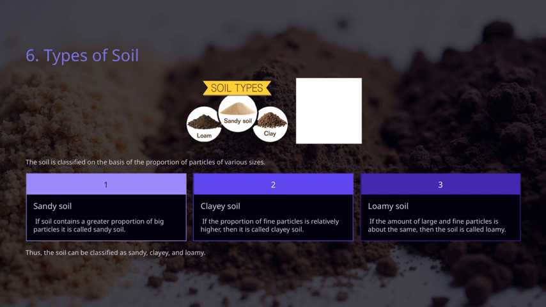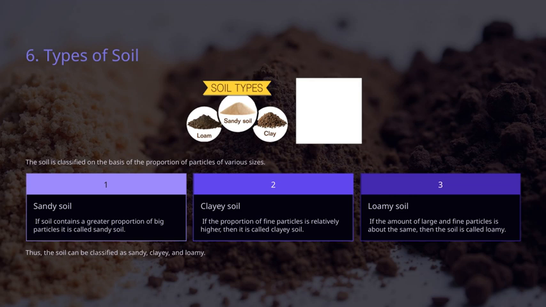On the other hand, if the soil has a higher amount of fine particles, then it's known as clayey soil. These particles are very small, making the soil feel sticky and smooth when moist. Clayey soils tend to retain water and nutrients effectively, but they can also become compacted and poorly drained if not managed properly.